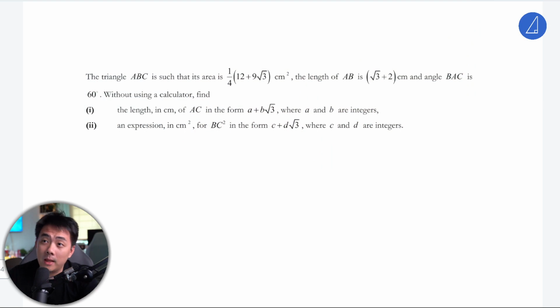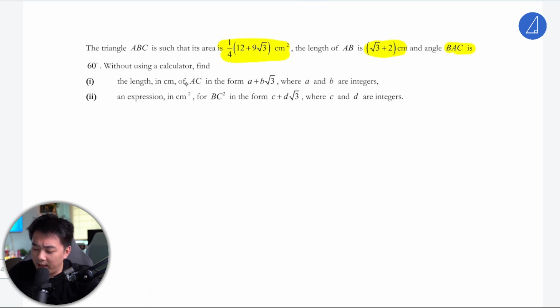Hi students, let's look at this question here which is on surds. Let's see how you can do this proficiently. A triangle ABC is joined such that the area is given by 1/4 (12 plus 9 root 3) square centimeters, and the length of AB is root 3 plus 2 cm, and the angle BAC is 60 degrees. Without using a calculator, find AC in this form.